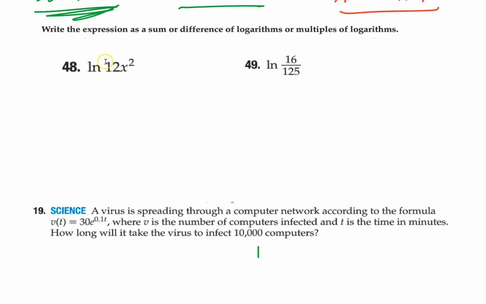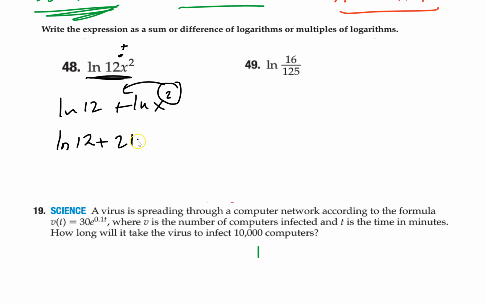So like here, you look at it and you go, okay, I have 12 being multiplied by x squared. So I know multiplication is addition. Let's separate it: natural log of 12 plus natural log of x squared. You're like, good, done. That was easy. Don't forget one last thing. This is not fully condensed yet. You gotta do my favorite rule. Bring that to the front of the natural log, this one here. So natural log of 12 plus 2 natural log of x. Now you're fully condensed. Over here, divide means subtract.